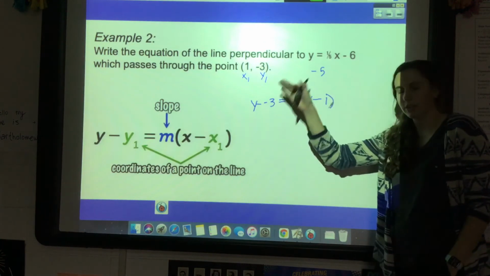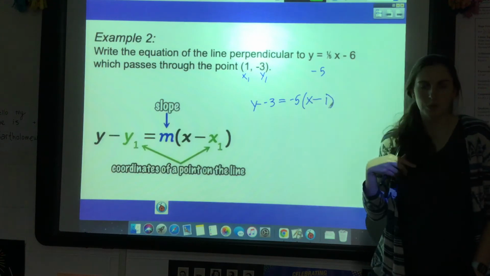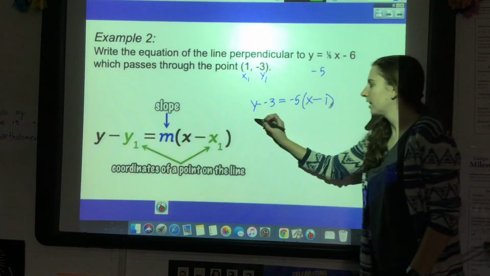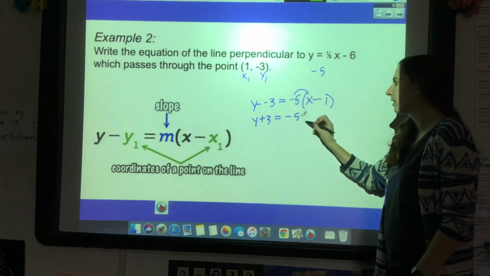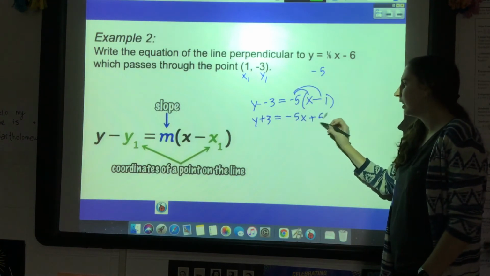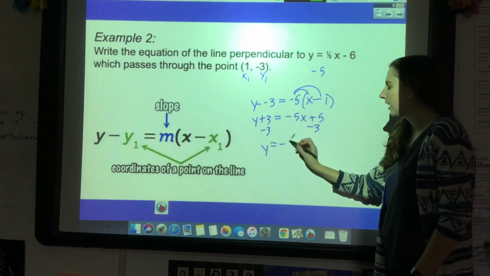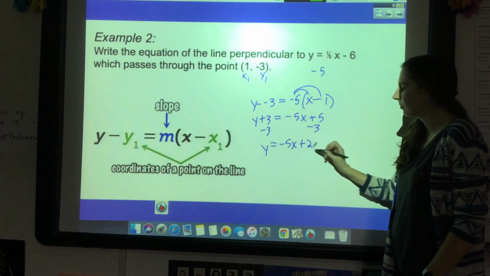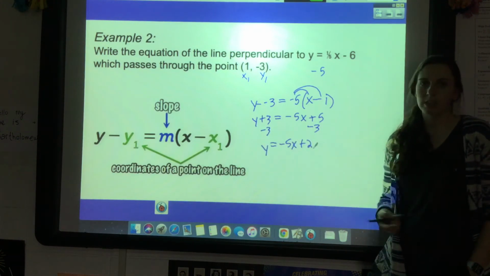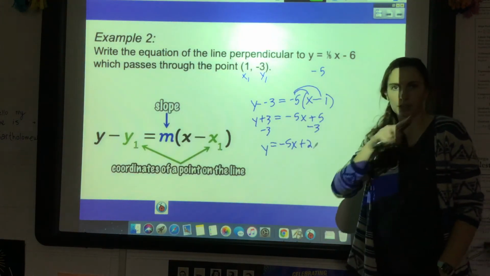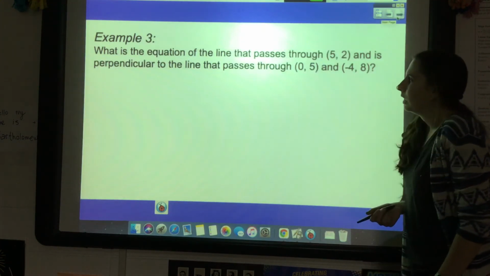And this is an equation for the line that we saw on the last one. If you want to simplify it and get it into y equals format, you can. This would be y plus 3 equals -5x plus 5, and then subtract 3 from both sides, and you'd get -5x plus 2. So same thing that we got before, just using point slope formula rather than the slope-intercept form. All right.